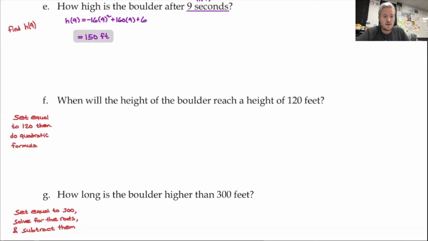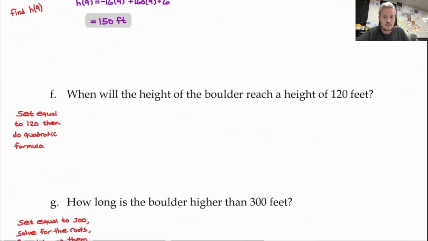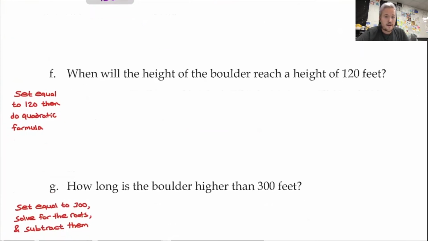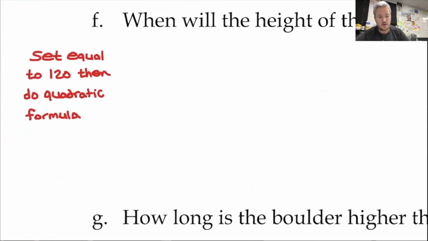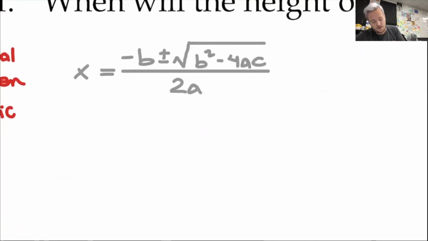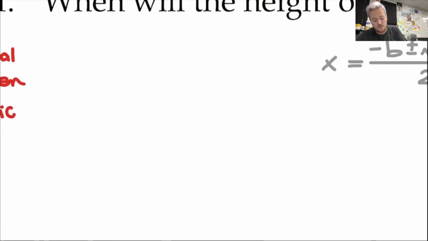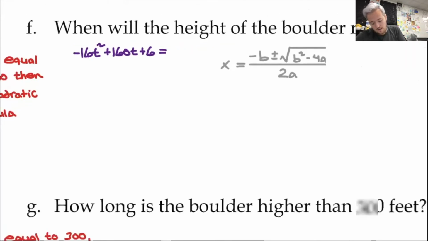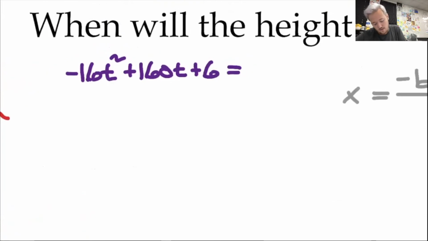All right, and then part F, wow, these just keep going. Why did I do that to myself? All right, so when will the height of the boulder reach a height of 120 feet? So this is where we're going to set your equation equal to 120 and then use the quadratic formula. All right, so here's our quadratic formula, but we're not going to use this just yet. I'll throw you over there. All right, so first we're looking at our equation, negative 16 t squared plus 160t plus 6. And we're looking to see when it's going to reach a height of 120.